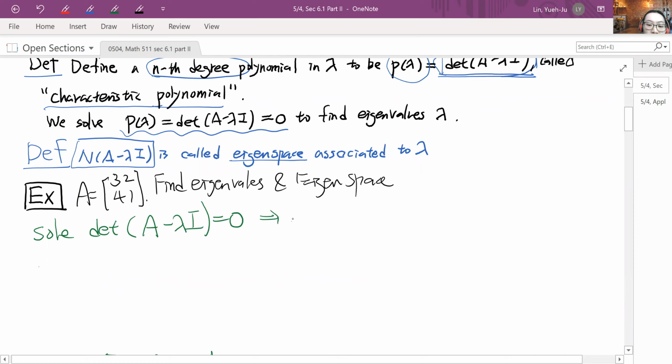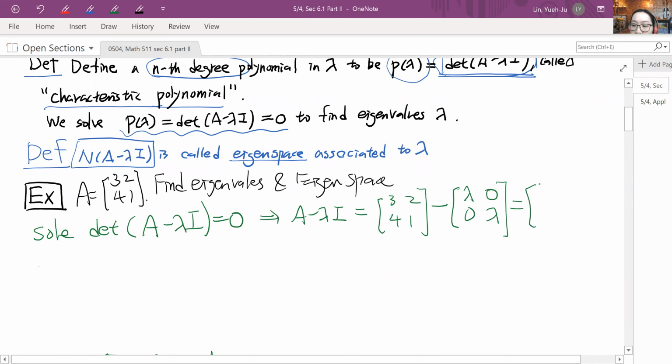So what's A minus lambda I? I is the identity matrix, and A is 3, 2, 4, 1 minus lambda times the identity matrix. You'll see that it's really just lambda on the diagonal and 0 off the diagonal. So this will be 3 minus lambda, 2, 4, and 1 minus lambda. This is the new matrix, and now we want to solve for the determinant of this matrix to be 0.